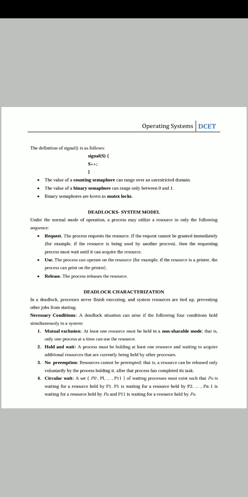Next, I use the signal when my S value is greater than 0. In signal, I am passing the S value. I know that the S value is an integer. When I call the signal function, it is going to increment the value of S. What is S? Suppose I have the S value as 5. 5 is a semaphore here. It is an integer value.